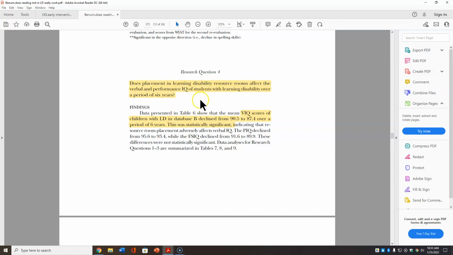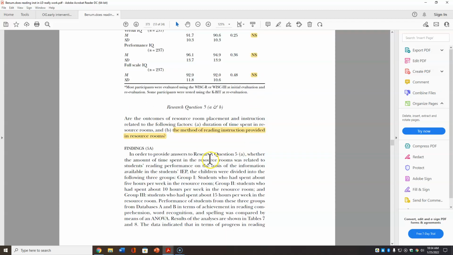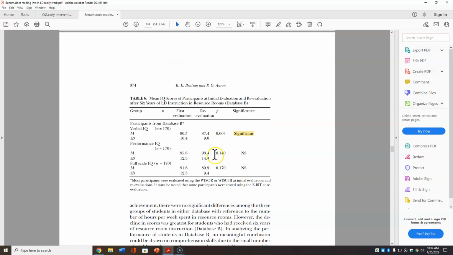Research question 4 is the same question, except it looks at 6 years, and it sends us to table 6. We go right to the table. This is why people like reading quantitative research. It's a little easier. Reading qualitative is a little bit messier and harder to get a handle on. But qualitative research is good because it provides context.